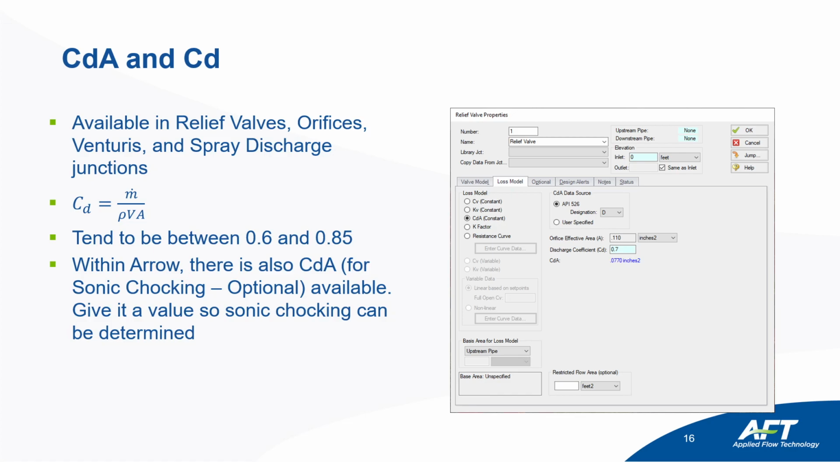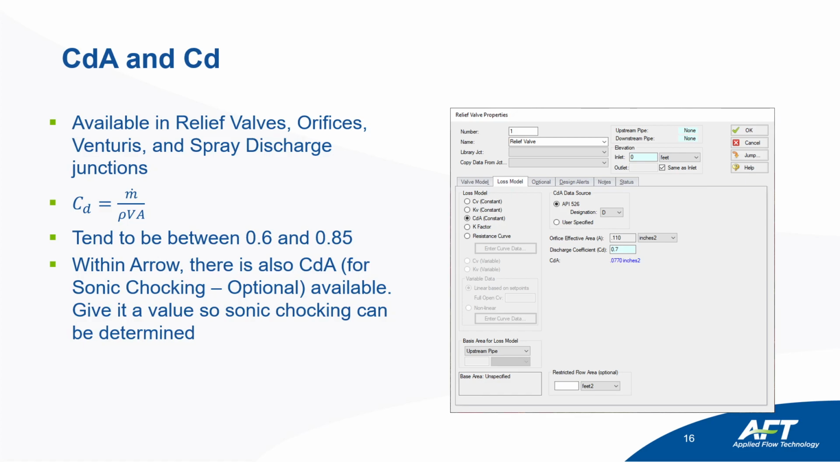CDA and CD values, coefficient of discharge area. These are available within relief valves, orifices, venturis. I see them a lot if you're dealing with air entering, exiting systems. The definition of that CD, coefficient of discharge, is going to be equal to the mass flow rate over the density, velocity, area of the restriction that you're working with.